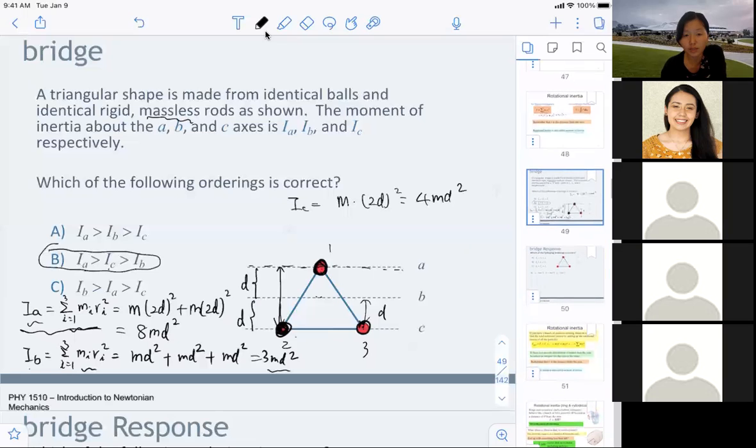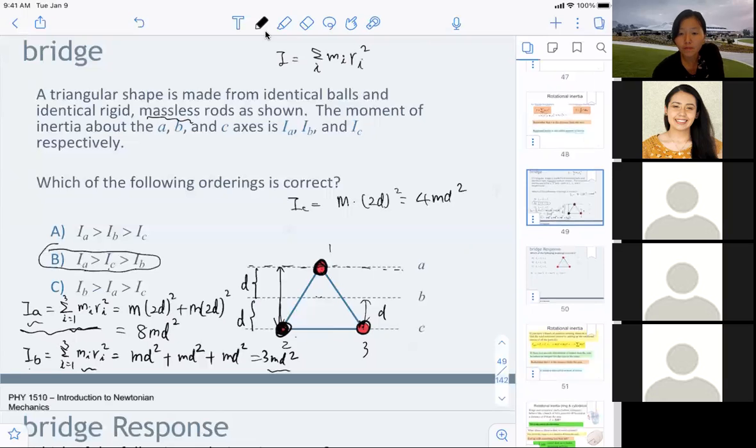Now we are going to look at continuous distribution. Any questions before we move on? Any questions about how to calculate the rotational inertia for a discrete distribution?